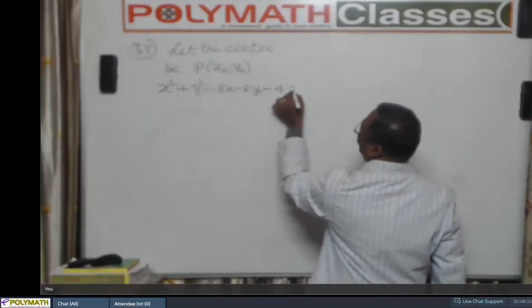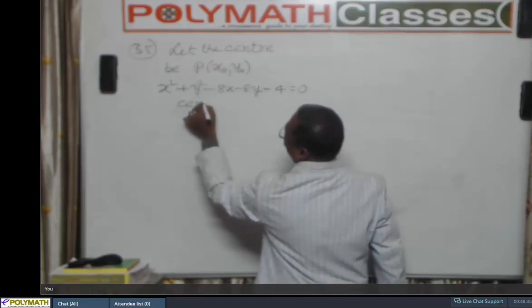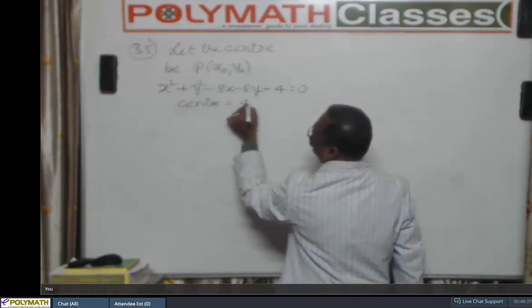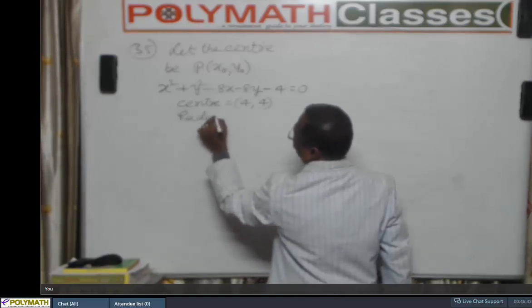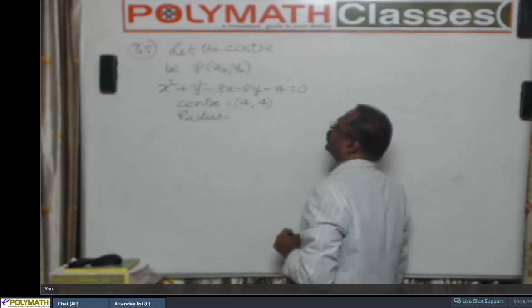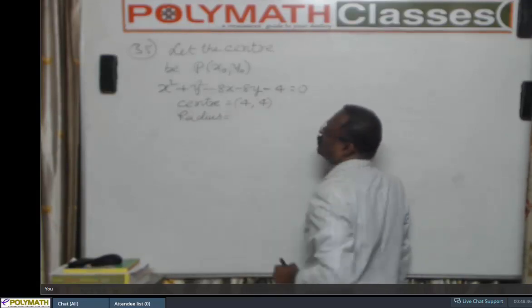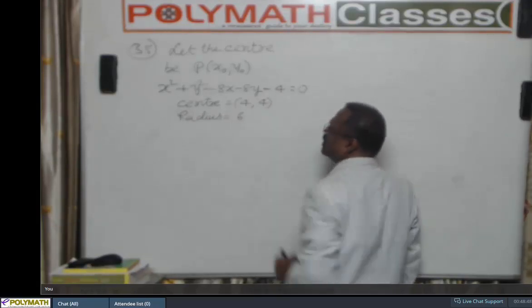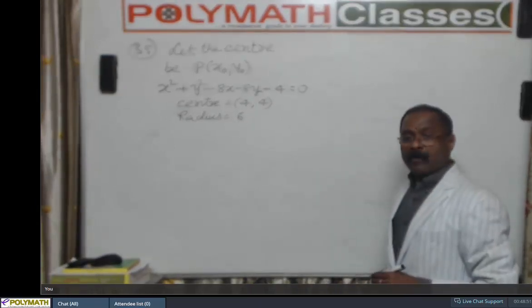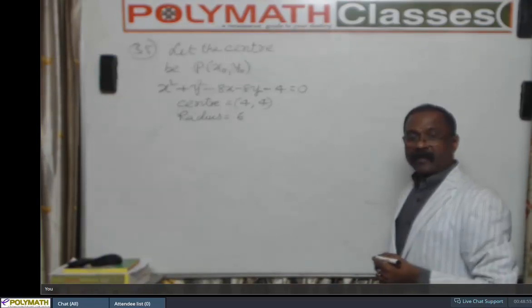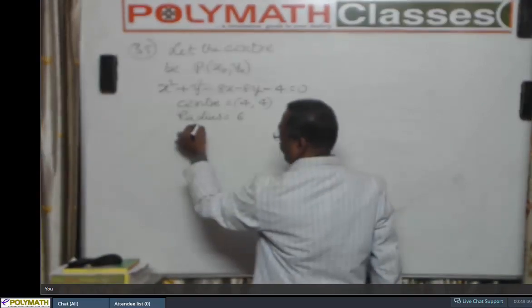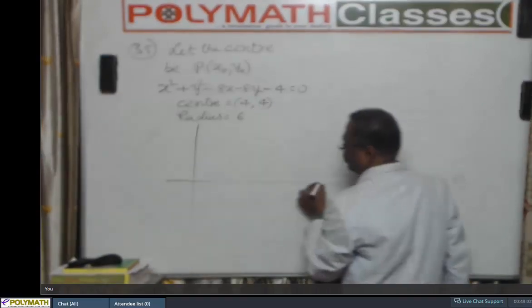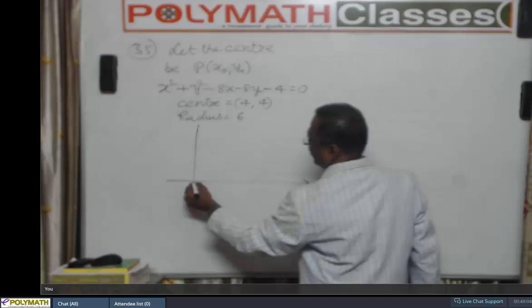If you see this clearly, the center is (4, 4) and the radius is √(16 + 16 + 4) = √36 = 6. Let us understand the diagram approximately. Let us draw a nearer diagram by taking the x-axis and y-axis.